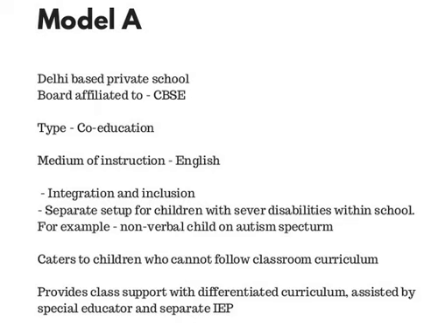So this is Model A, which is a Delhi-based private school. It's affiliated to CBSE, the type of education is co-education, and the medium of instruction is English. This school follows both integration and inclusion, where they have a separate setup for children with severe disabilities who cannot collaborate, or cannot enroll in the classroom. So within the school they have a setup which falls under integration and also inclusion, because they do have children in classrooms who have difficulties, but they are catered to within the same platform. It caters to children who cannot follow the classroom curriculum. So it is drawing from two models, and it provides support with a differentiated curriculum, assisted by a special educator, and separate IEPs given to each and every child.